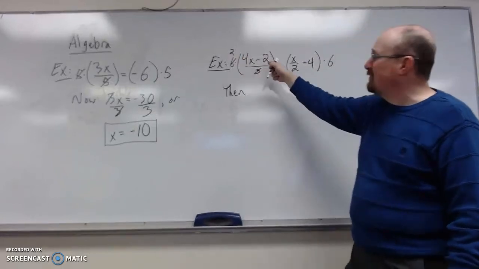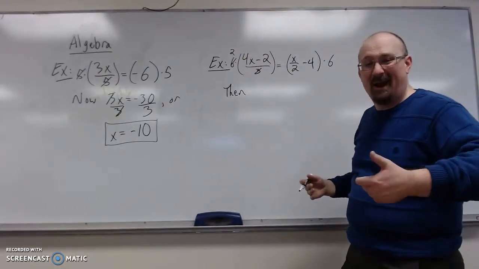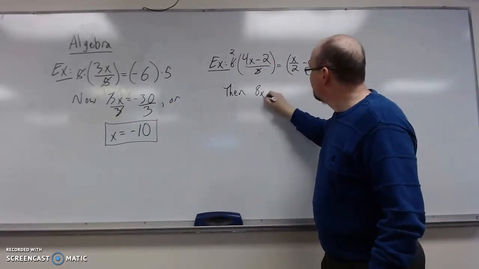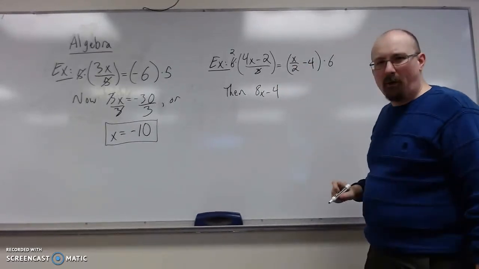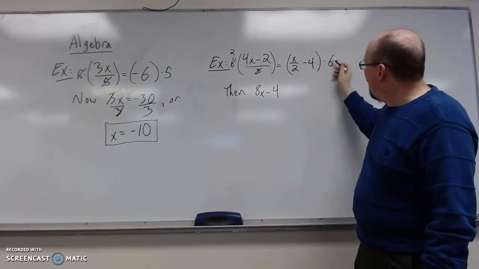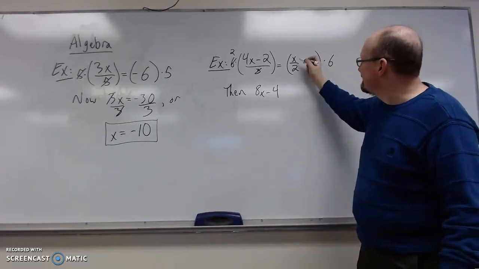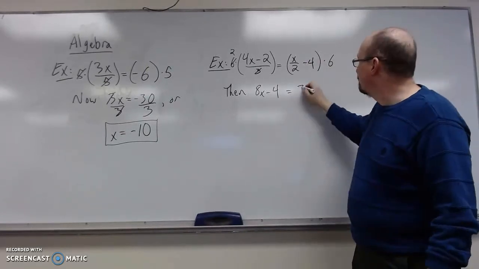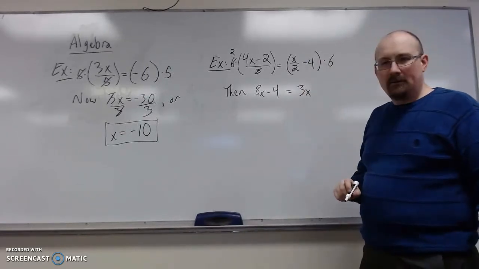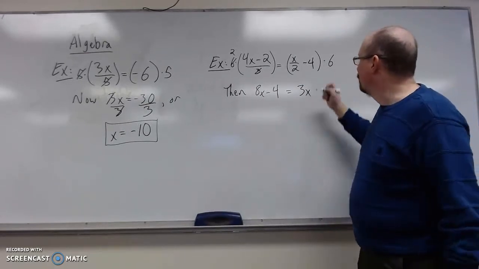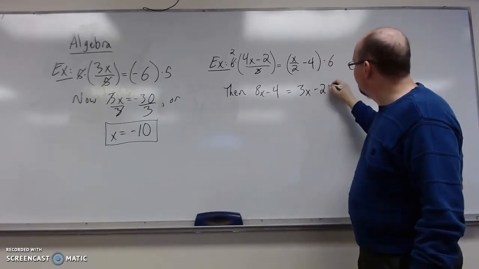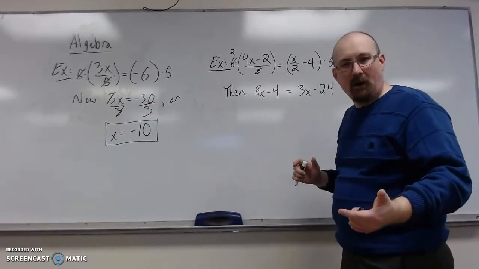So now on this side, we have 2 times 4x minus 2 again. I'm going to go ahead and distribute that 2. So I'll have 8x minus 4 over there. Over here, I distribute the 6 onto each of these guys. 6x over 2 is going to be 3x. I canceled the 2. Minus 4 times 6 gives me minus 24.